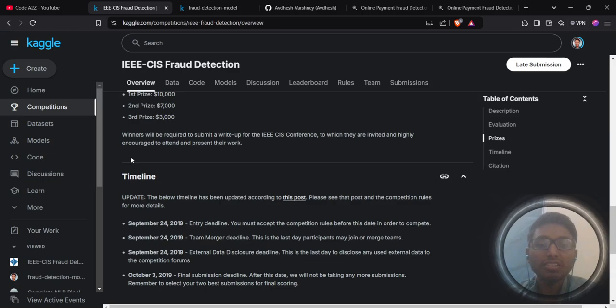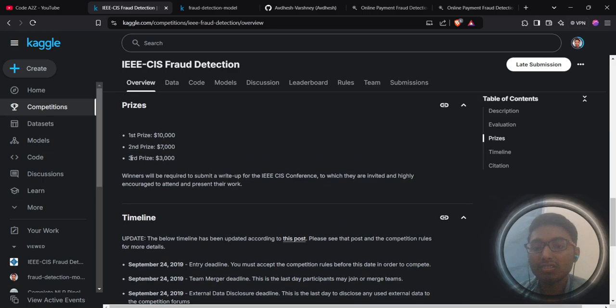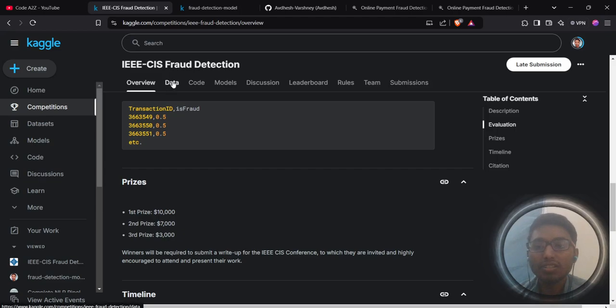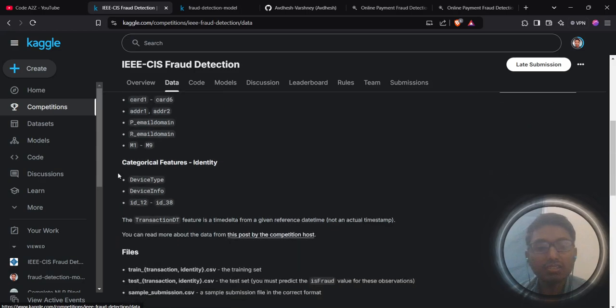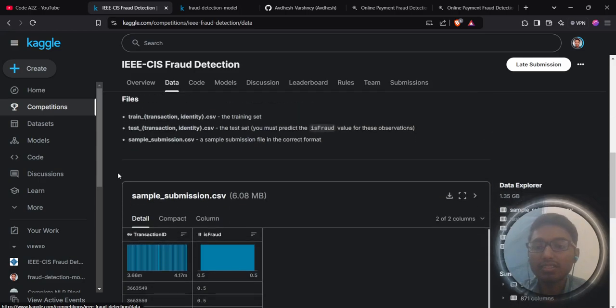Whether it is machine learning, deep learning, natural language processing, or a large language model, all of these require data. So first I have to acquire the data. I came across this competition, IEEE-CIS Fraud Detection. Here the dataset is provided in several files: train transaction and identity, the training set, and test transaction and identity CSV, the test set. You must predict the fraud value for these observations, and a sample submission is also provided in the correct format.